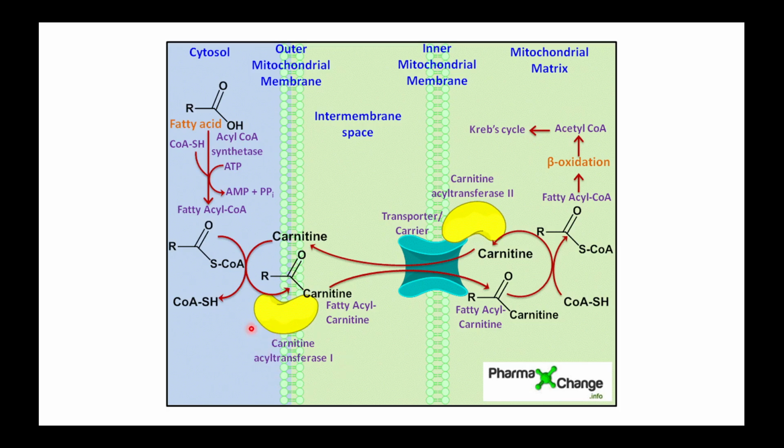So here we had carnitine acyl transferase 1 that was converting fatty acyl coenzyme A into fatty acyl carnitine by transferring the acyl group to carnitine. Then this fatty acyl carnitine is carried to the other side of the mitochondrial membrane, into the mitochondrial matrix, by the transporter protein, that is translocase. And this translocase is carrying the fatty acyl carnitine and delivering it to the mitochondrial matrix.